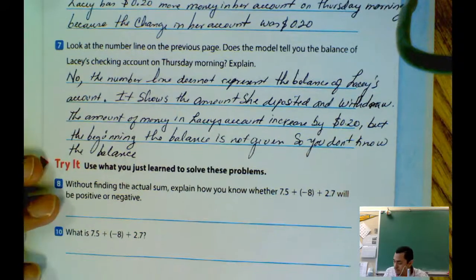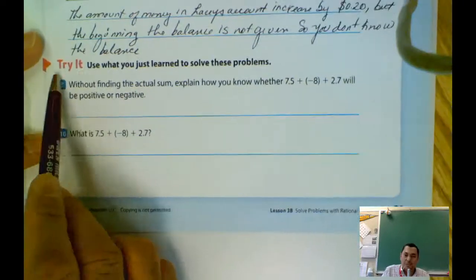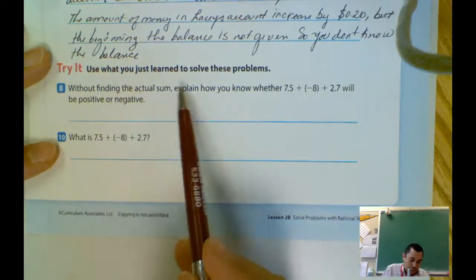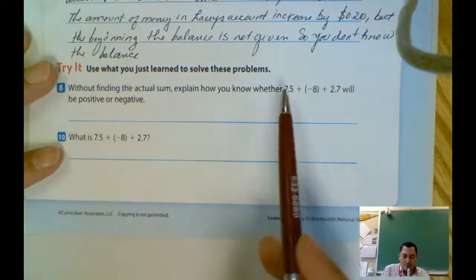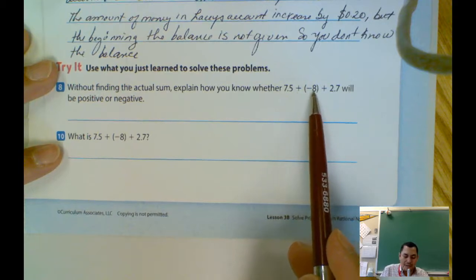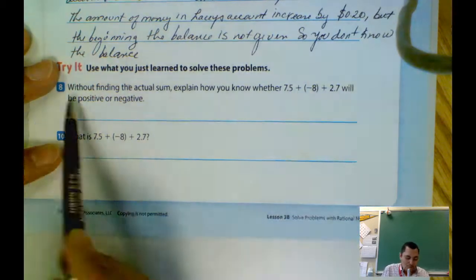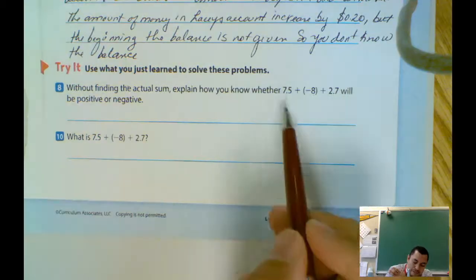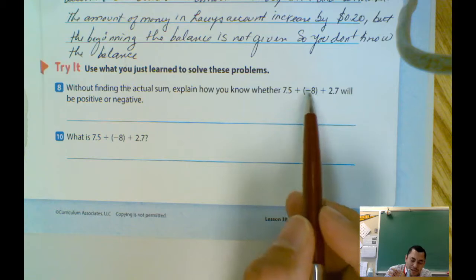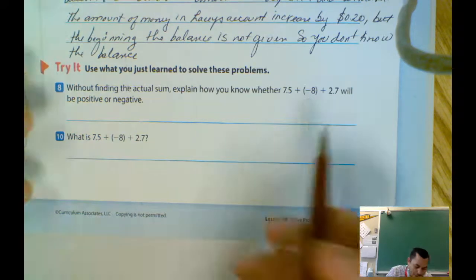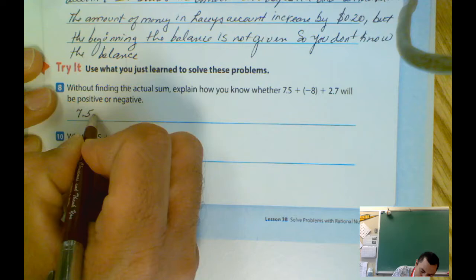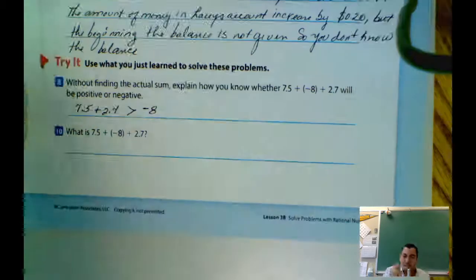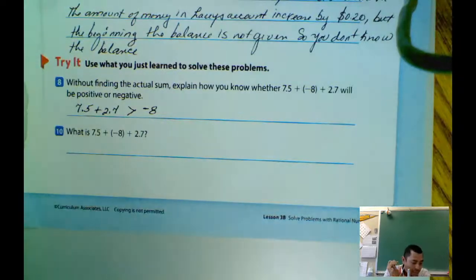Now, you're going to try this one. Use what you just learned and solve this problem. So without finding the actual addition, explain how you know whether 7.5 plus negative 8 plus 2.7 will be positive or negative. So we are going to say that if you add these two, the sum is greater than negative 8. So I will say 7.5 plus 2.7 is greater than negative 8. Those two are going to be bigger than negative 8.